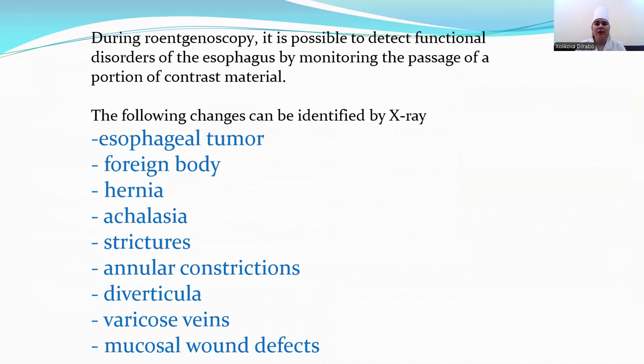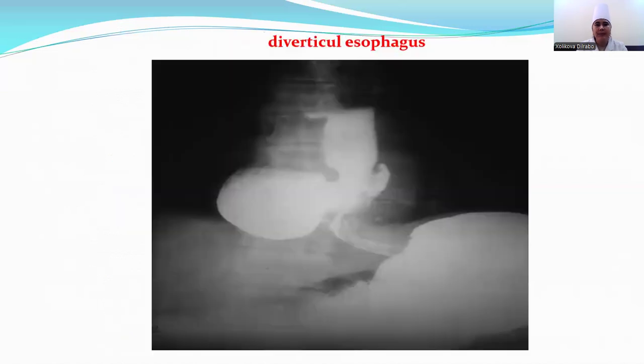During rentgenoscopy, it is possible to detect functional disorders of the esophagus by monitoring the passage of a portion of contrast material. The following changes can be identified by X-ray: esophageal tumor, foreign body, hernia, achalasia, strictures, annular constrictions, diverticulum, varicose vein, mucosal wound defects.